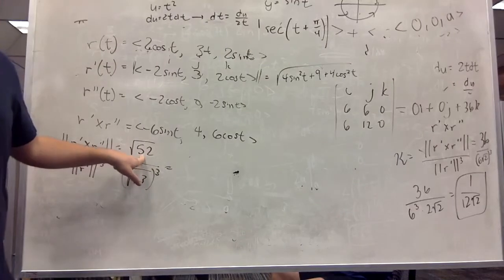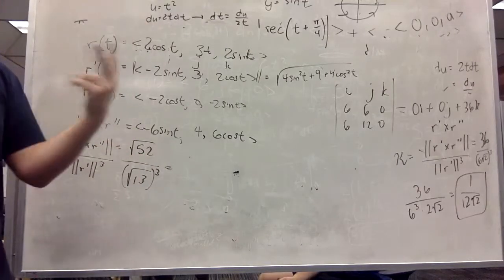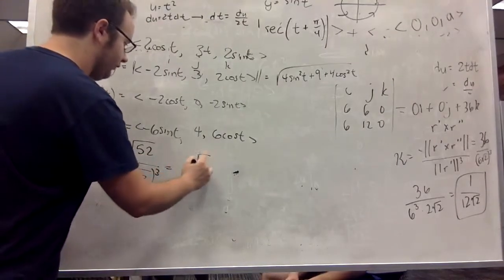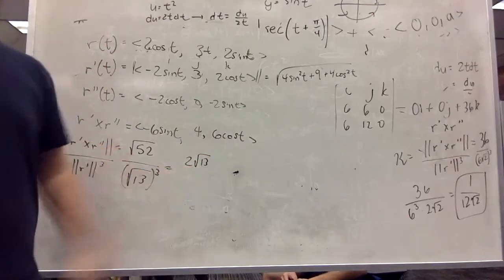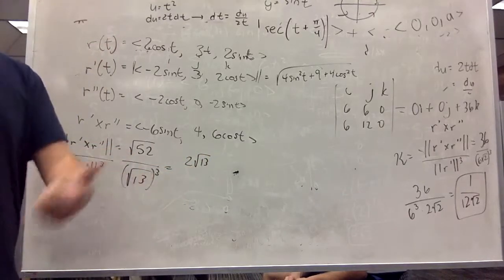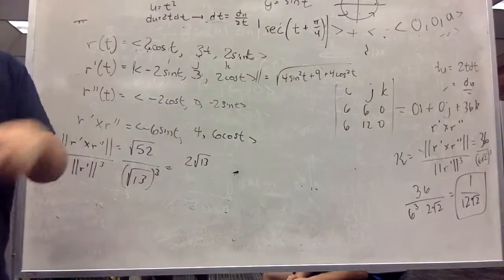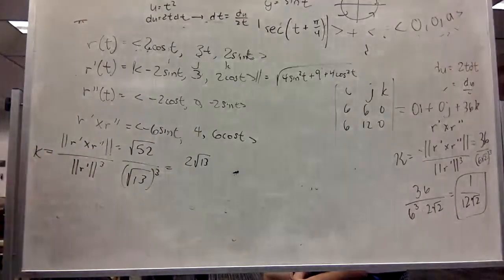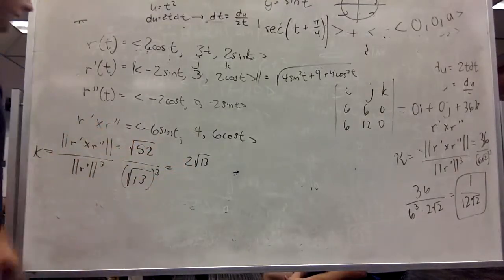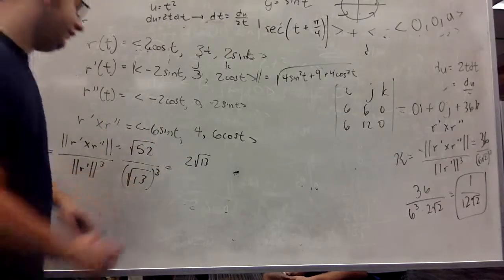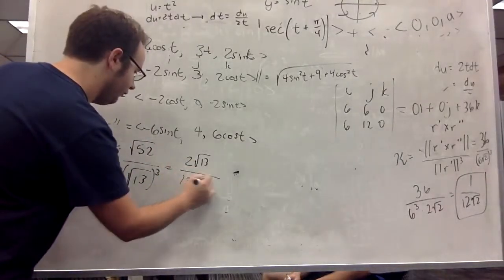A 52 card deck has 4 suits, so you can pull that 4 out as a 2 squared times 13. 4 suits of how many cards each? 13, right? Ace through king. Ace is low, ace, 2, 3, 4, up to 10, jack, queen, king. So root 52 is 2 root 13. Root 13 cubed is 13 root 13.